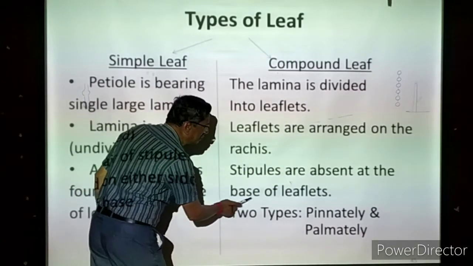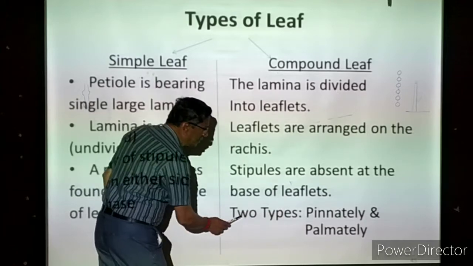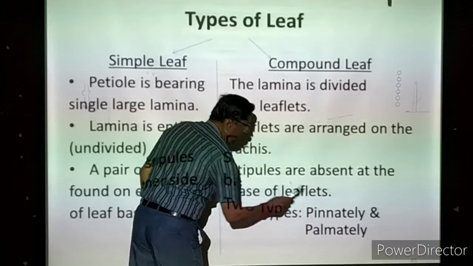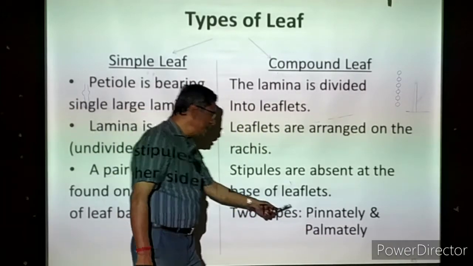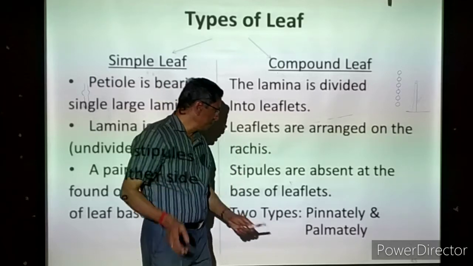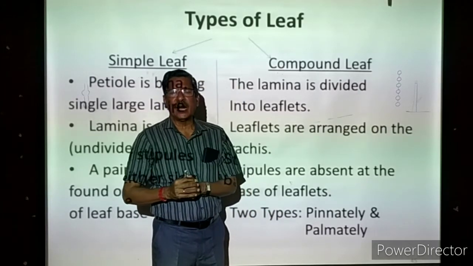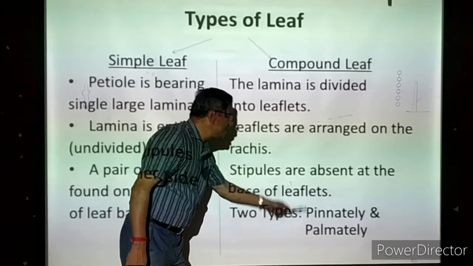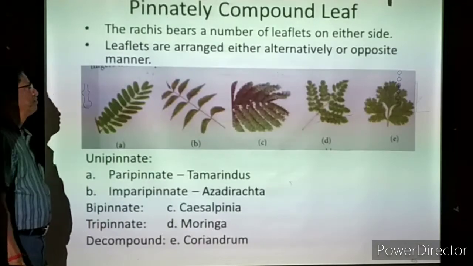Stipules are absent at the base of the leaflets. There are two types of compound leaf: pinnately compound and palmately compound. I already told you, pinnately means the leaflets are arranged on either side. Palmately means the leaflets are arranged like palm and fingers at one common place. The details of this compound leaf we will see later.